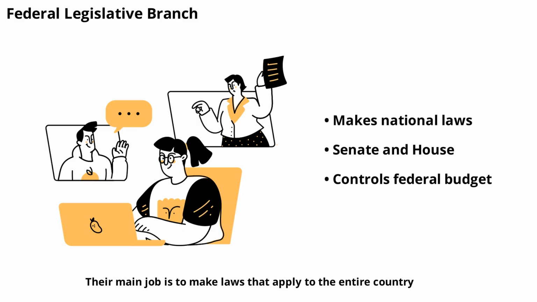Their main job is to make laws that apply to the entire country. Senators and representatives debate, draft, and vote on bills which, if approved, become federal laws. Congress also controls federal spending and has the power to declare war. This branch is crucial for representing the people's interests at the national level.